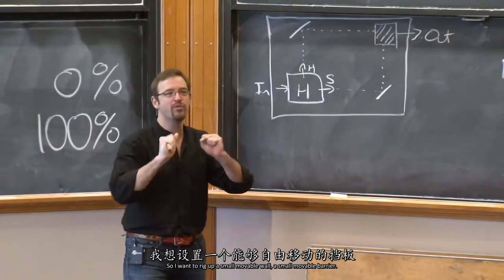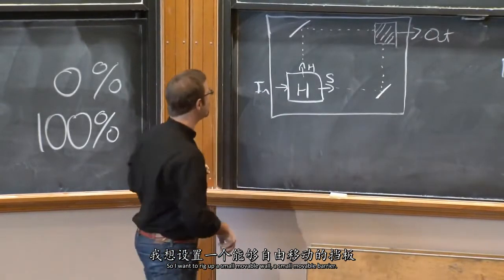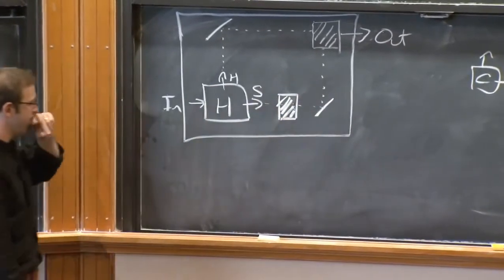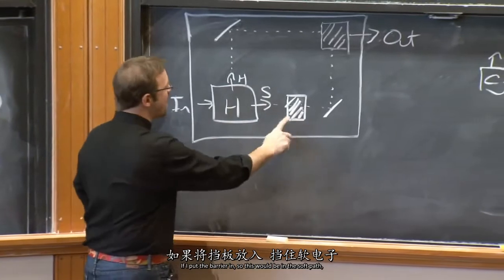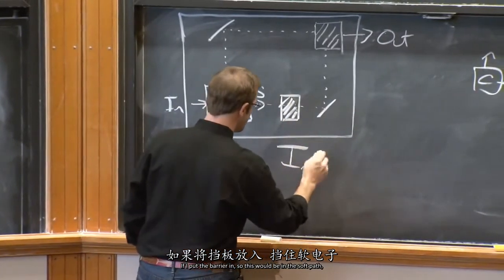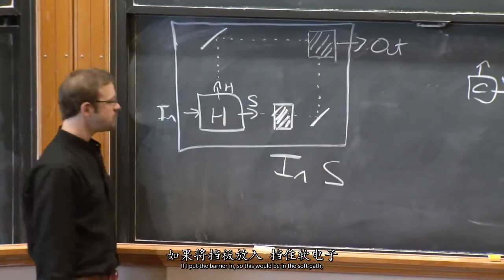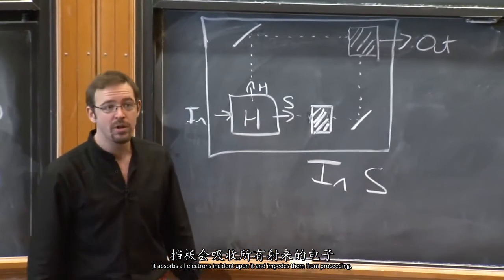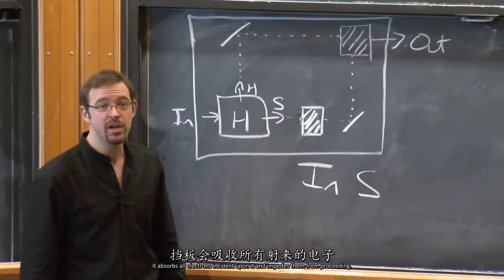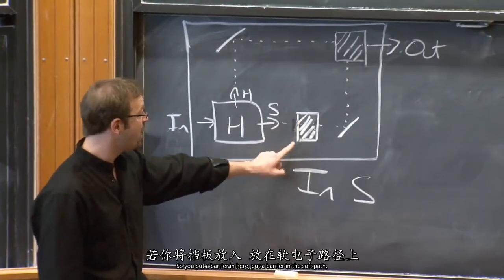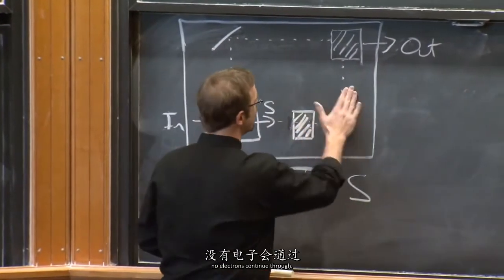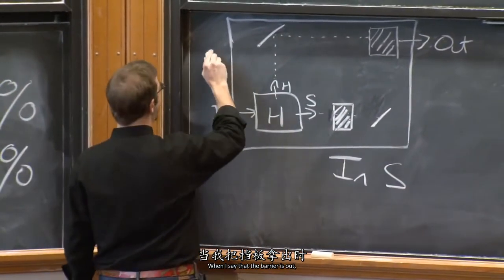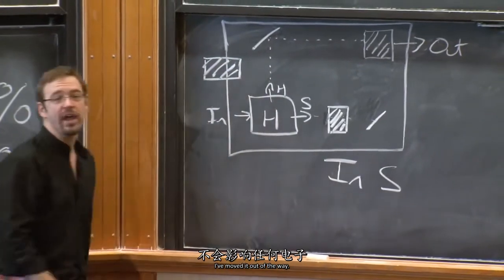So I want to rig up a small movable wall, a small movable barrier. Here's what this movable barrier will do. When I put the barrier in the soft path, it absorbs all electrons incident upon it and impedes them from proceeding. No electrons continue through. When I say that the barrier is out, what I mean is it's not in the way. I've moved it out of the way.